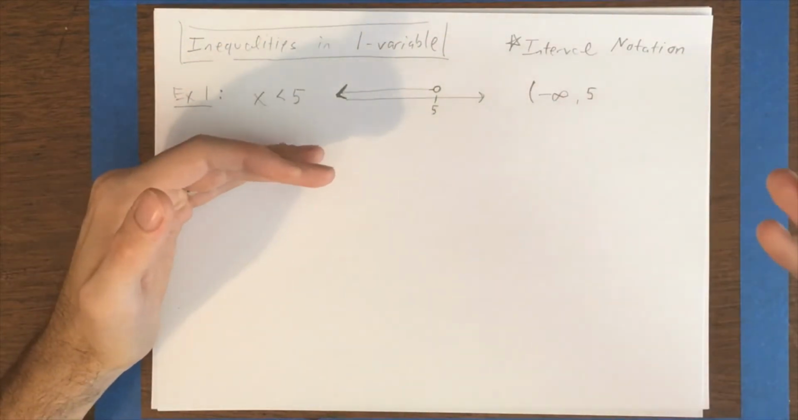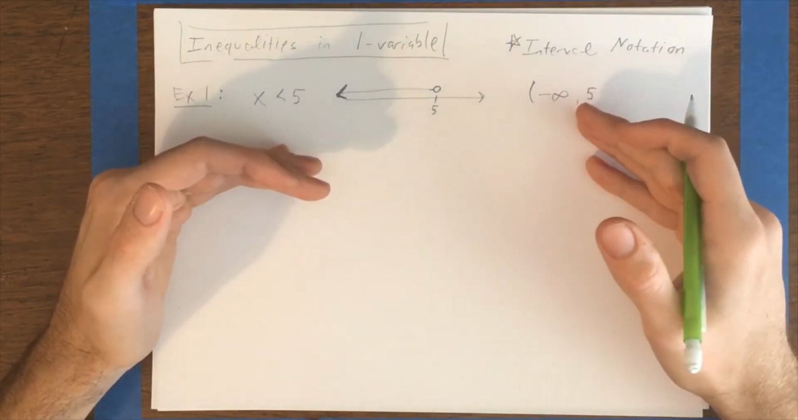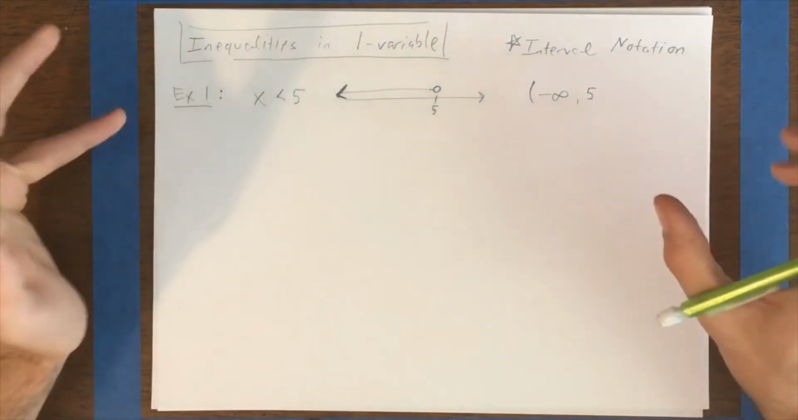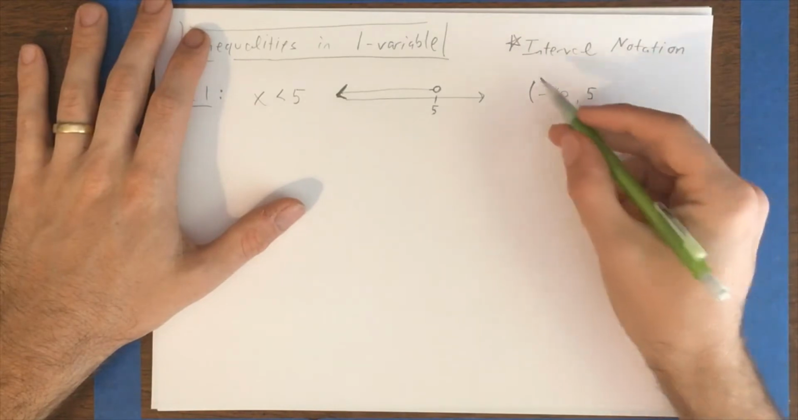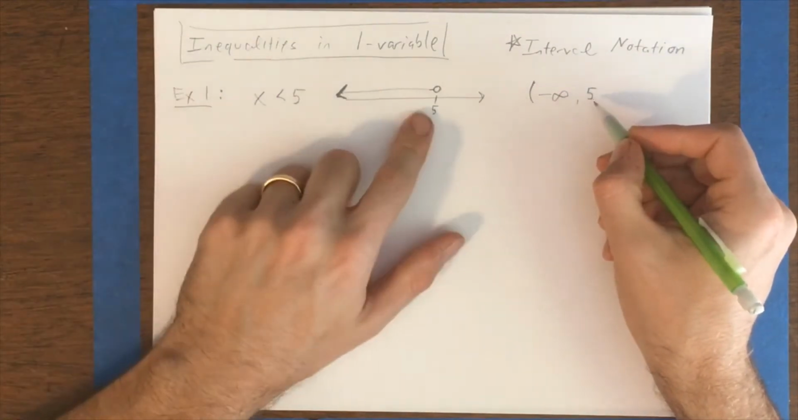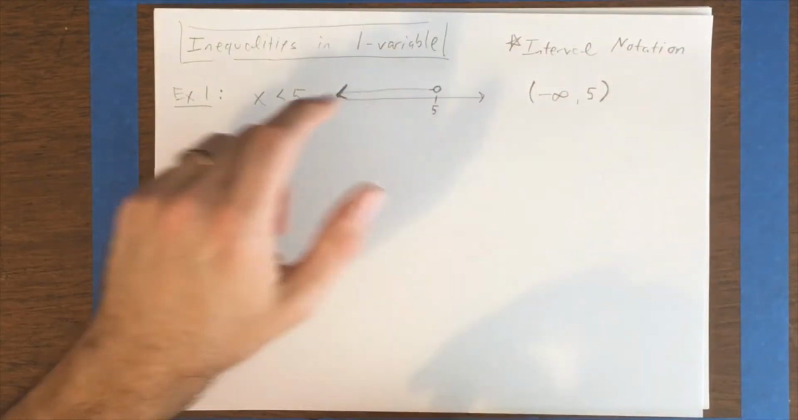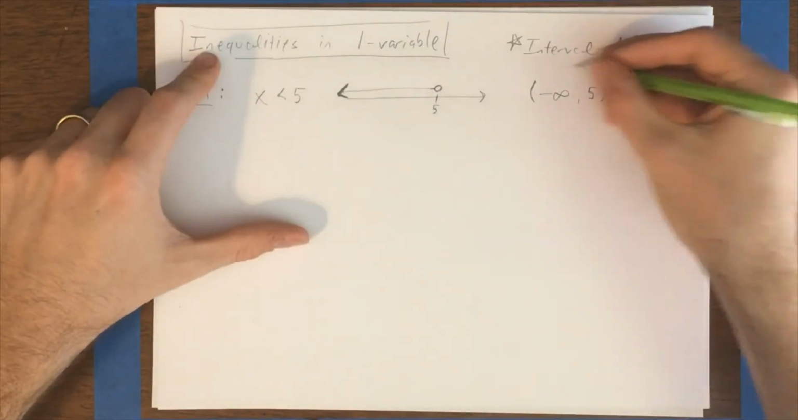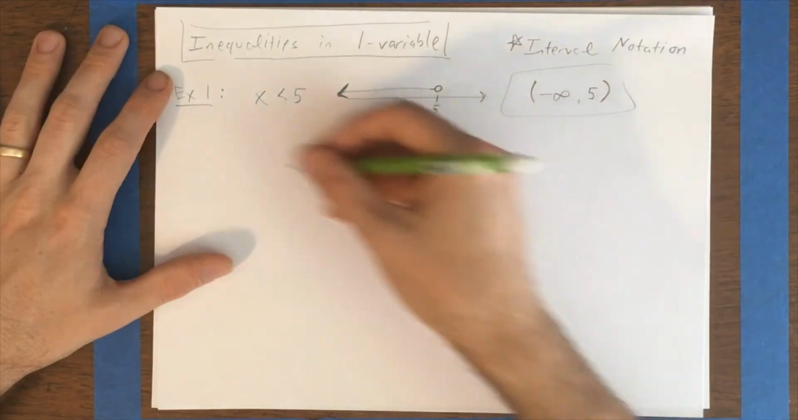You can't have them included in your answer because they're not numbers, but they do serve as the boundaries in a way. So from negative infinity all the way up to 5, not including 5, and so we're going to use parentheses there too. The parentheses are for not including. So that's the interval notation. That's the solution to this inequality.